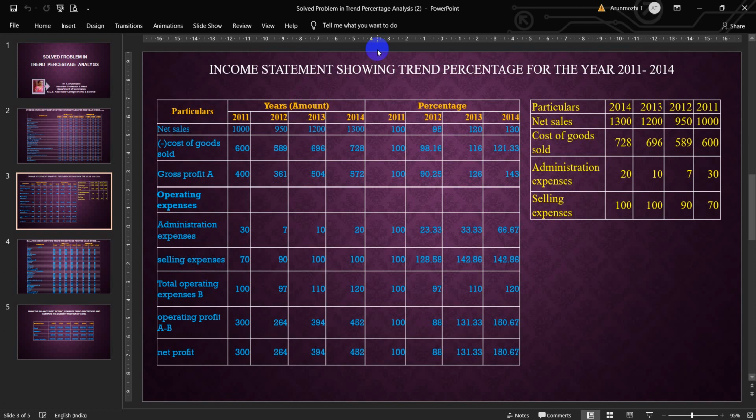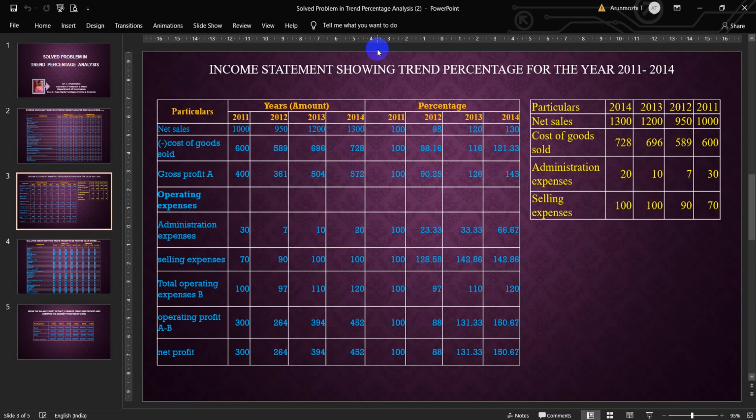I have taken 30, 7, 10, 20. The first year is the base year, so 100 is the base amount I have taken. Next column 7: 7 into 100 divided by 30, you get 23.33. Next, 10 into 23.33 into 7 is equal to 33.33. 20 into 33.33 divided by 10, you get 66.67. Hope you understood the administration expenses also.